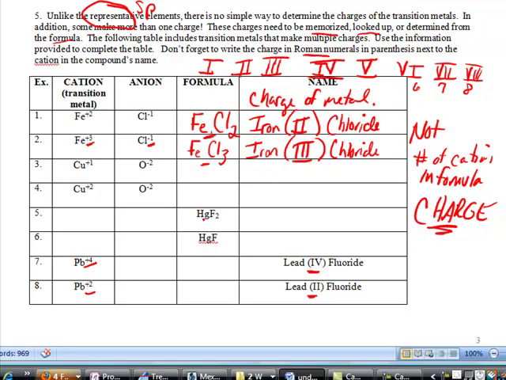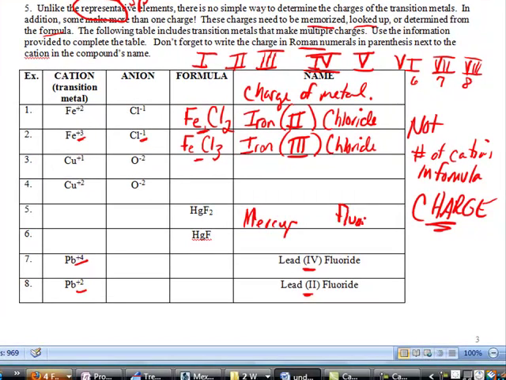Alright, let's jump to this one. Here's mercury fluorine, so it's going to be mercury fluoride. And over here, mercury fluoride. Now I can't just say mercury fluoride, because they're two different formulas. So I have to figure out what charge mercury has so I can put it in parentheses here.